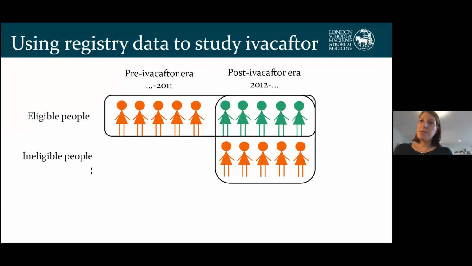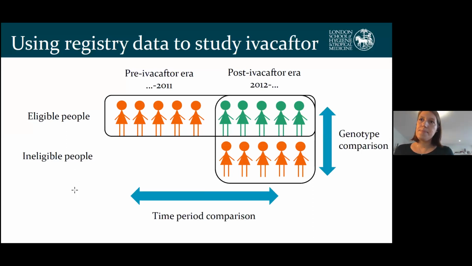Others of those studies have, instead of doing that before and after comparison in the eligible genotype group, compared those people who are using ivacaftor because they have the eligible genotype with people seen in the same time period, but who were not eligible to get the treatment because they didn't have that genotype. And so we're going to refer to one of those as the time period comparison and the second as the genotype comparison.